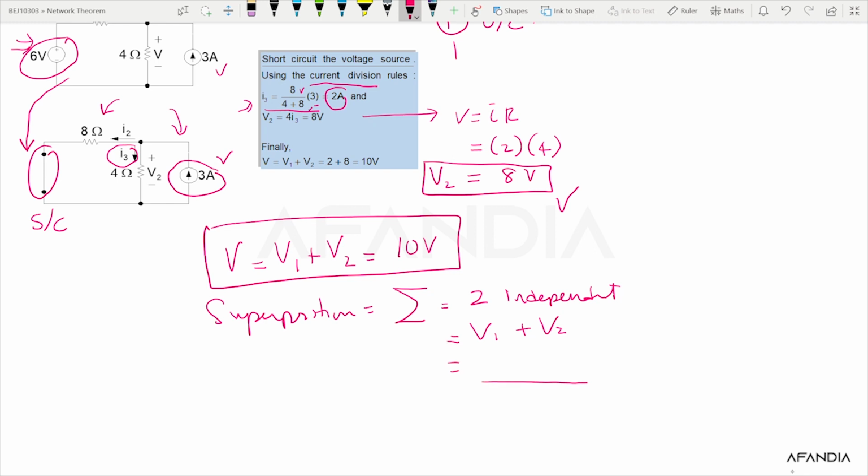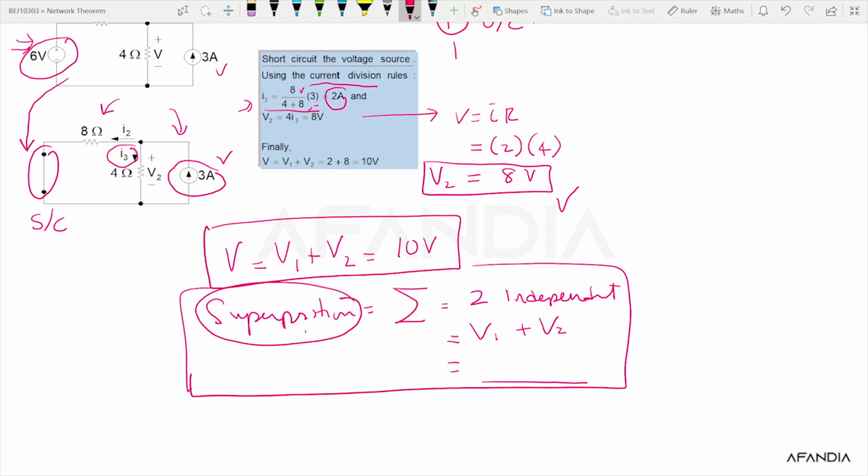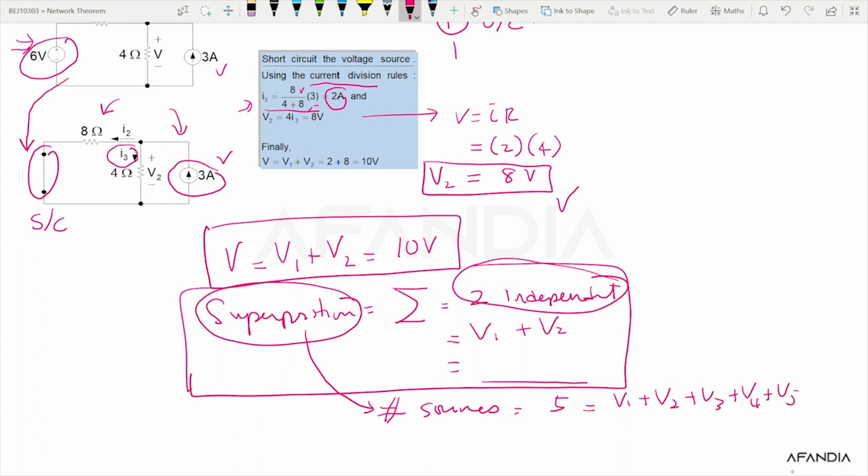I really hope that you can understand the concept of superposition. The problem with superposition is that you must be able to imagine if you have more sources. Let's say you have 5, then you must have V1 plus V2 plus V3 plus V4 plus V5. So this is why we also need to understand that superposition is sometimes not a very practical solution. Why? Because you need to repeat the process depending on the algebraic sum of your elements. Thank you.